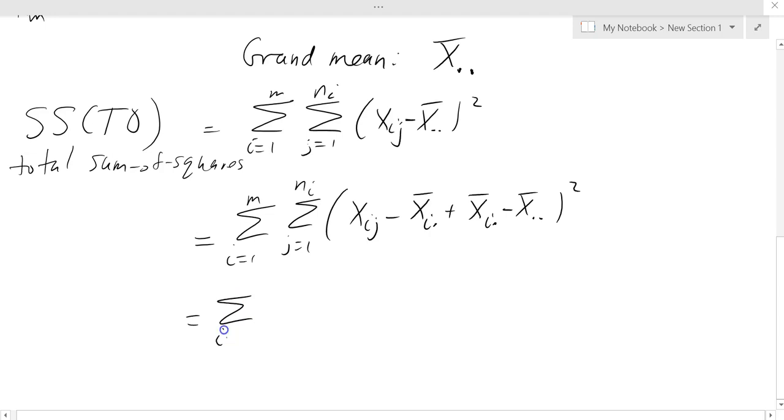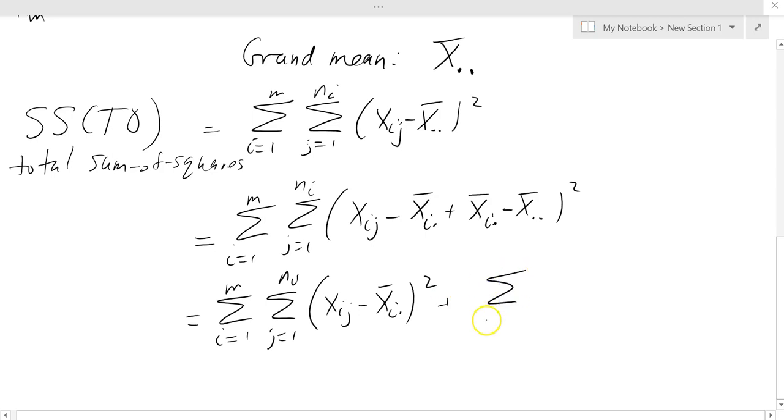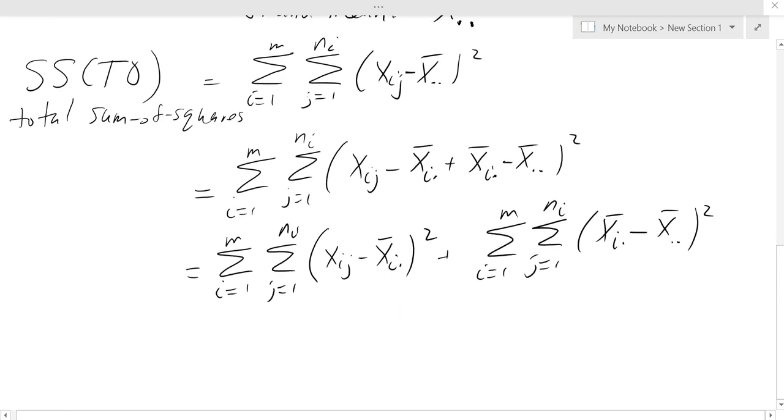You're going to get two different sums of squares in the front here. The first one I'm going to write as the double sum of x sub ij minus x bar sub i dot, squared. And the second one I'm going to write as the double sum, and then it'll be x bar sub i dot minus x bar sub double dot, squared. I split it up over the sum.